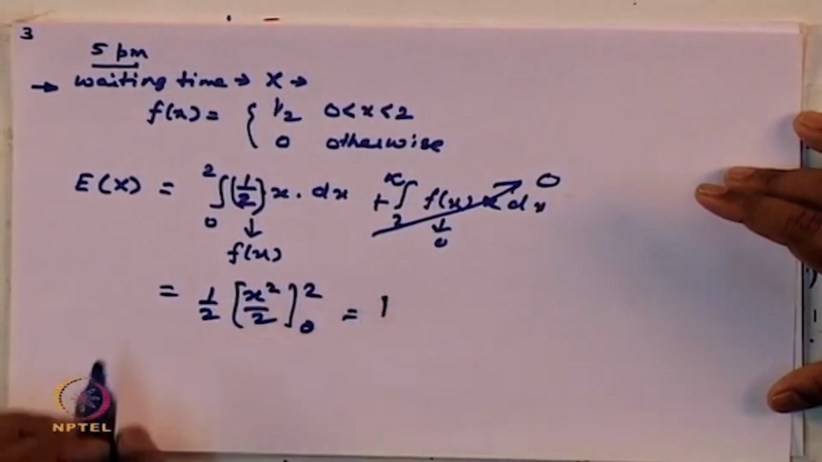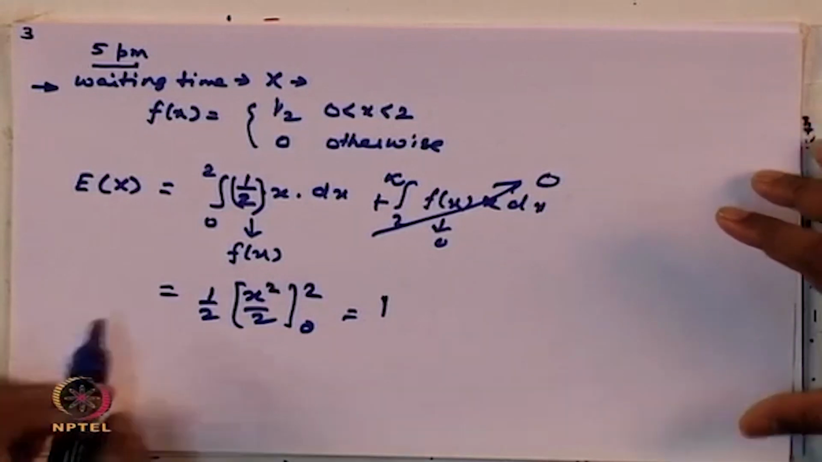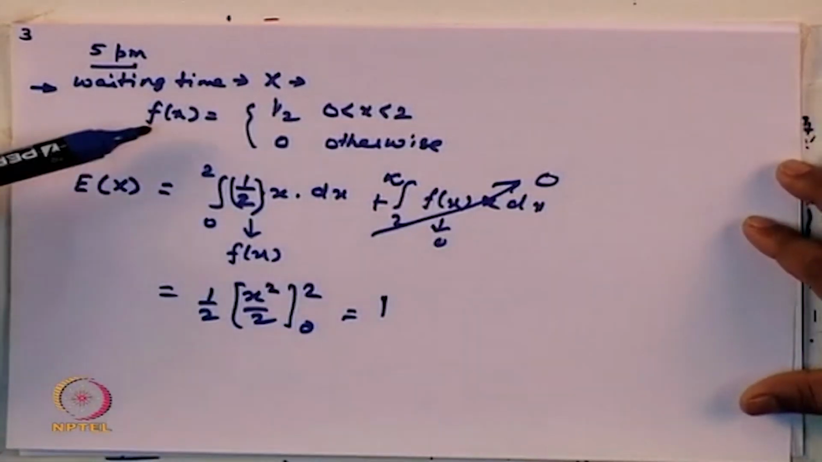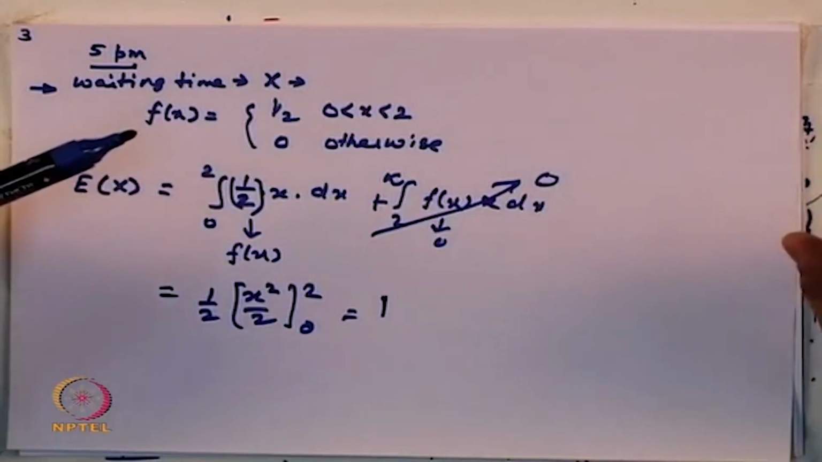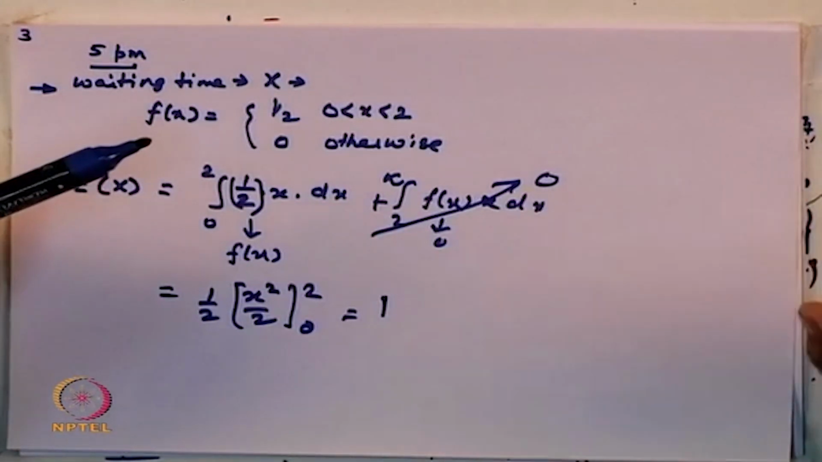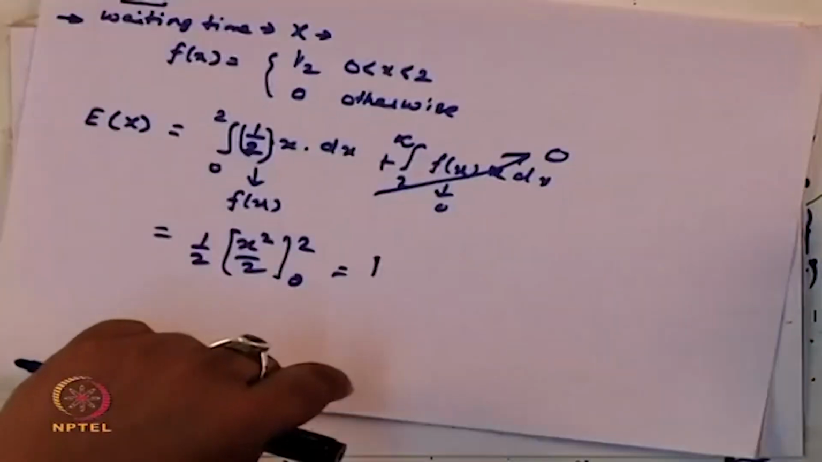So this will return your value of 1, which means that if this was your distribution for waiting time, on an average you will have to wait for 1 hour to receive your mail. Okay, so let us now do some basic algebra with expectations.